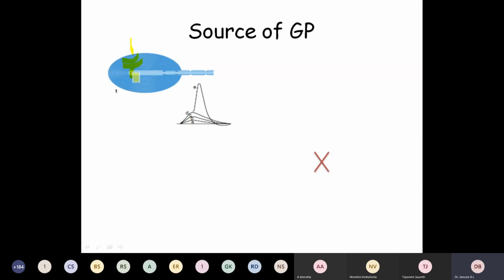unmyelinated neurons. The more the pressure, the more the amplitude of this generator potential. But once it reaches the firing level, only then does the action potential get generated. Till then, there is only a local potential.